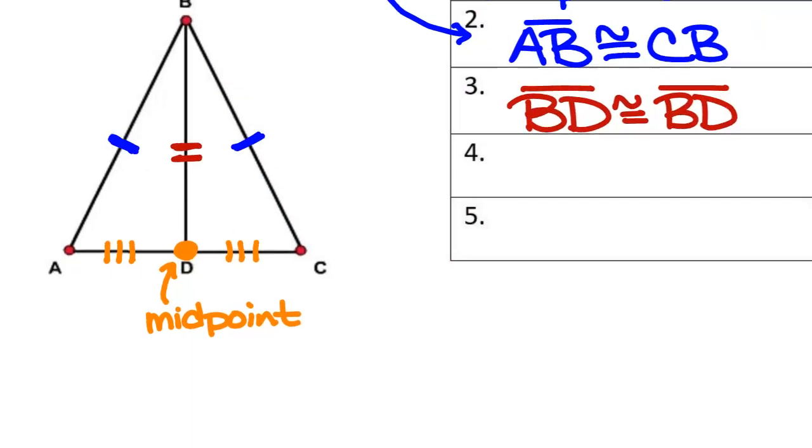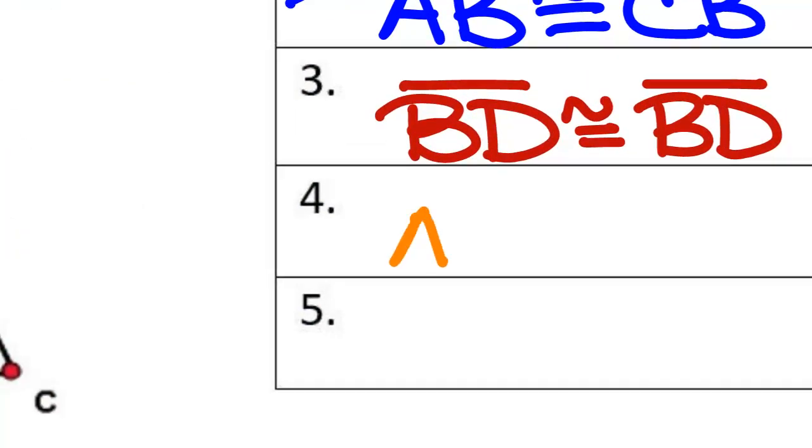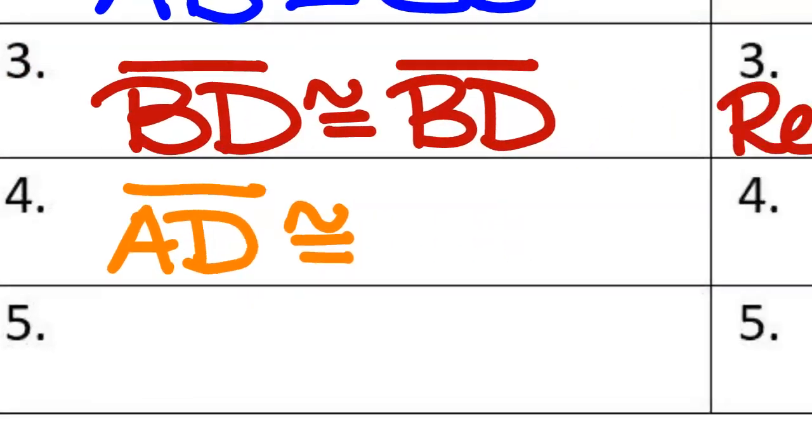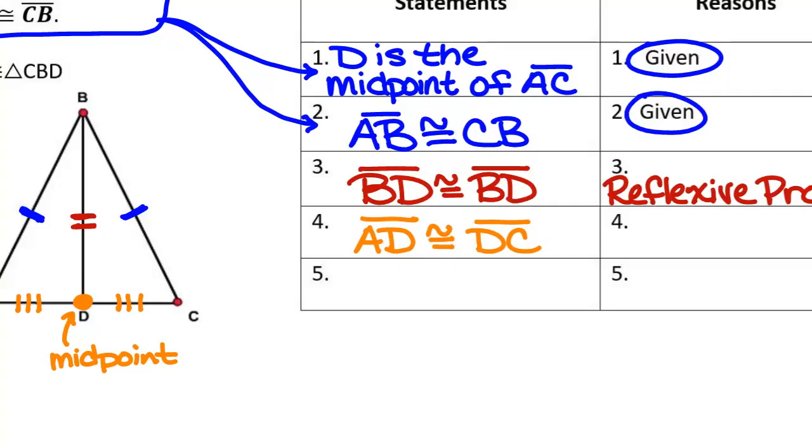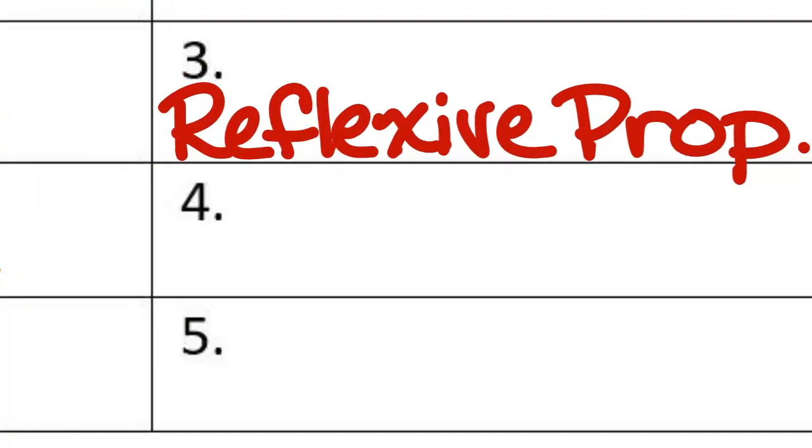So I'm going to mark those with congruence marks, and I'm going to write down what we just said. AD is congruent to DC. Why would we be allowed to make a statement like that? They said it's the midpoint, and we said that must mean that these two segments are congruent. What are we using there? Midpoint theorem, yes.